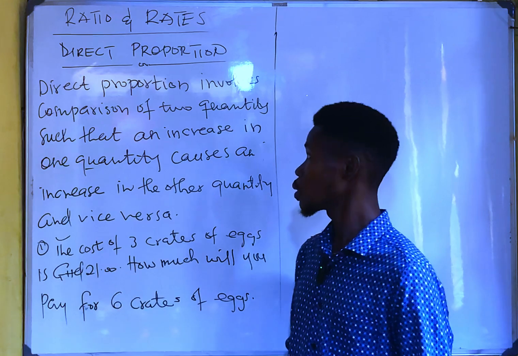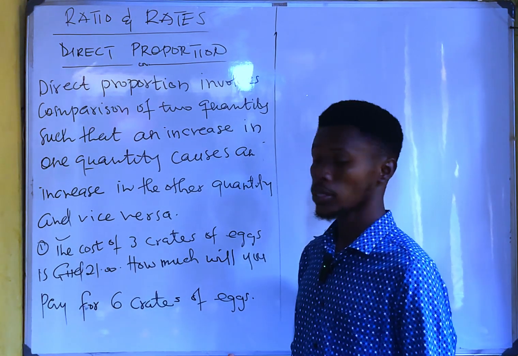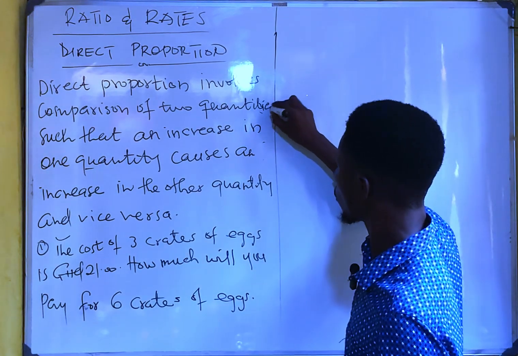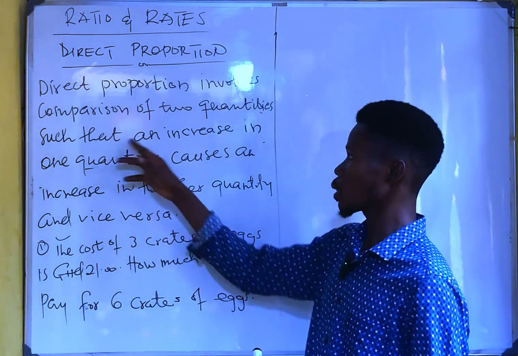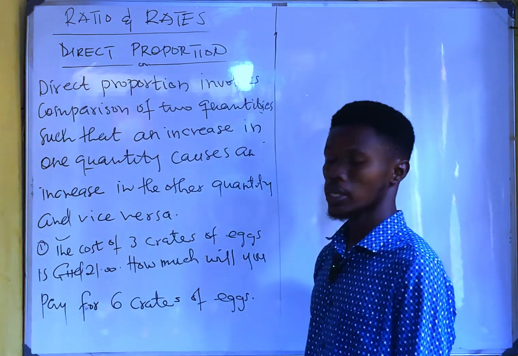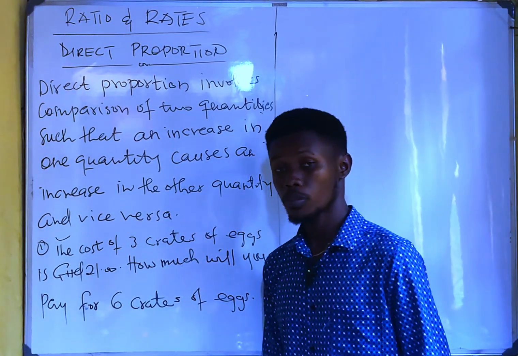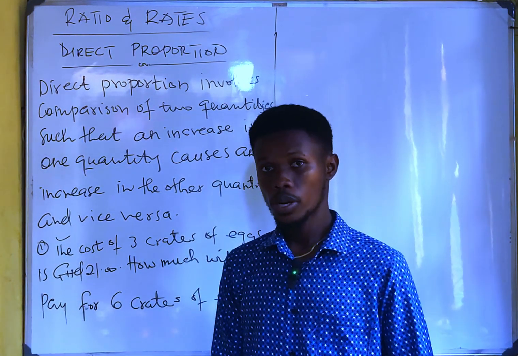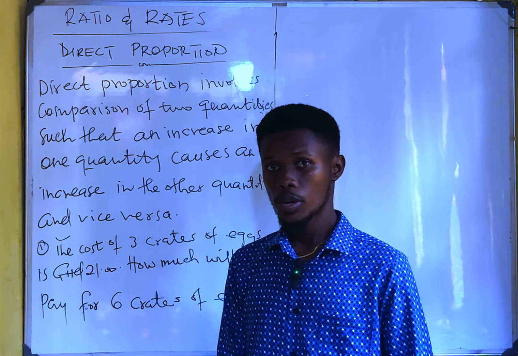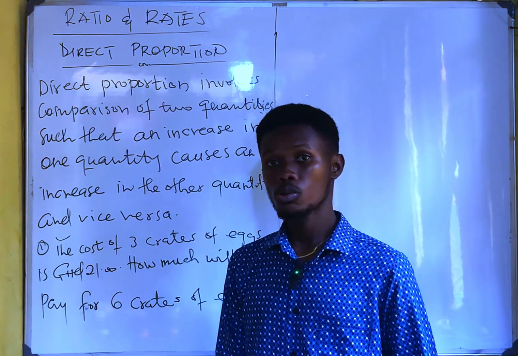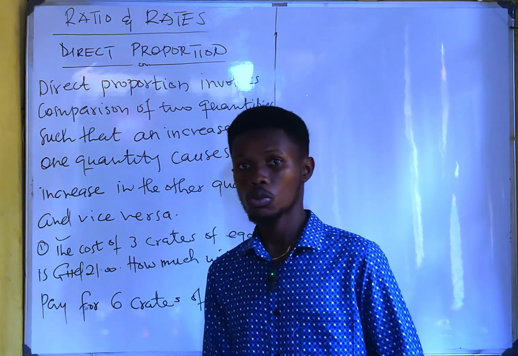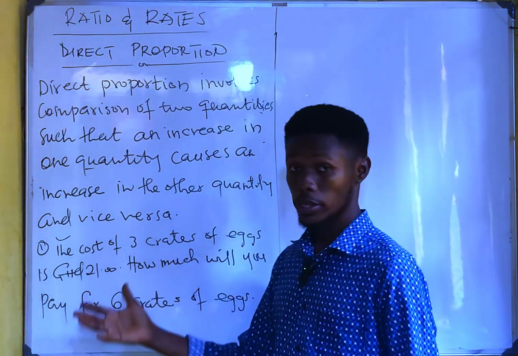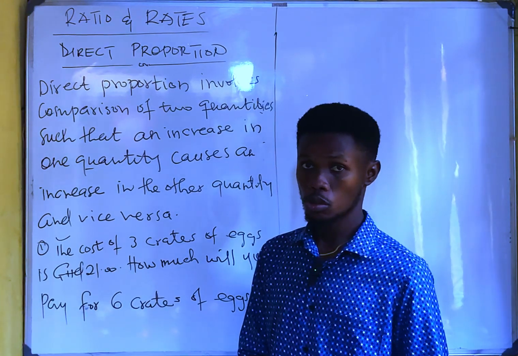it involves comparison of two quantities, so the quantity here must be two, plural, two quantities such that an increase in one quantity causes an increase in the other quantity. The typical example of this is when there is an increase of fuel prices, there will be an increase in lorry fares and so on. So an increase in one will force the other to also increase. Is that okay? And vice versa: when one is decreasing, the other also has to decrease.